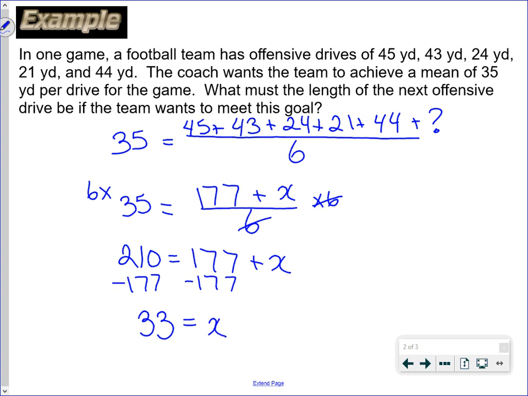So in order to get an average or a mean of 35 yards per drive, and given that the team has already done these first 5 drives, the team will need another drive of 33 yards in order to reach their goal of 35 yards per game.